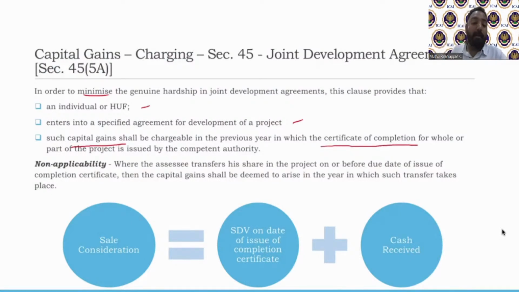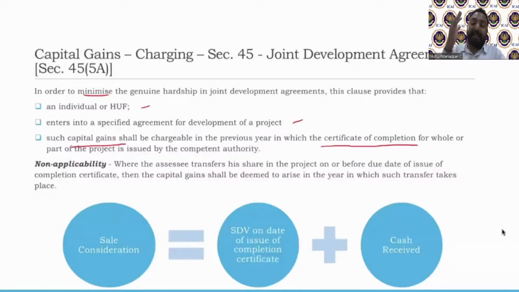is issued by the competent authority. Please understand, whole or part of the project. So what is a certificate of completion? It is where the corporation authority, the authority responsible for buildings in that particular city or locality, approves and says that this is ready for occupation. So this is called a certificate of completion. Only then can people come and start occupying that building. In our case, we were talking about 16 flats. Only when we get the certificate of completion can the owners of the 16 flats come and start residing there.